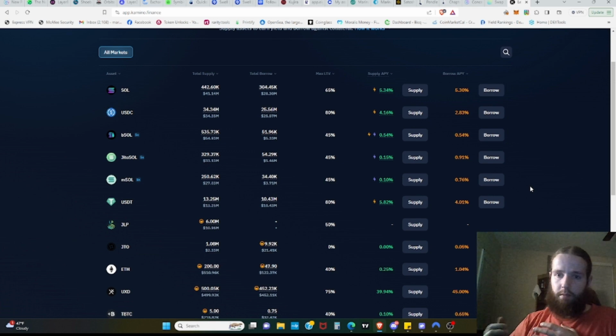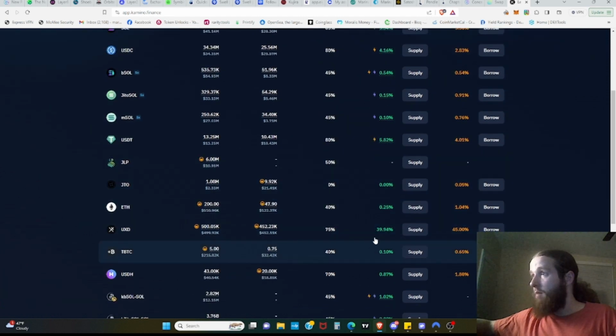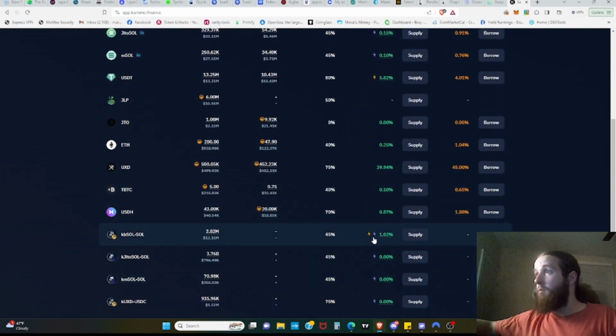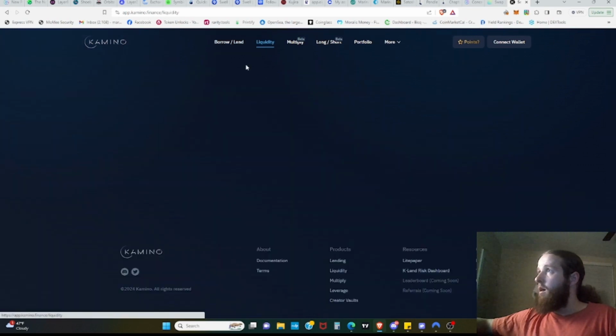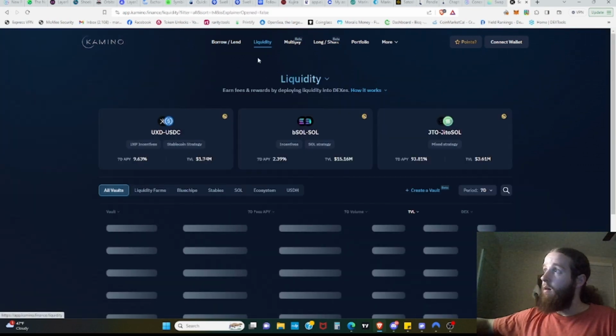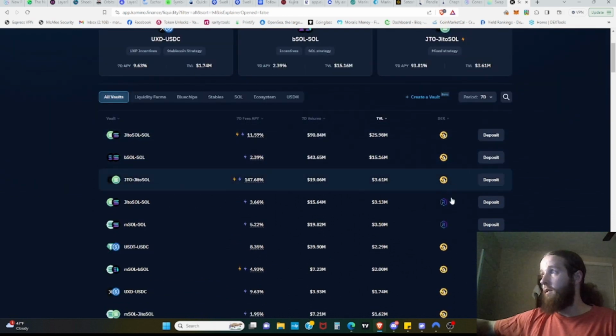Personally, I don't do the borrowing thing, but I do some lending. So if you're going to look at these lending pools, great options, great opportunity to earn some yield on single asset provision. You can also go over to liquidity here, which Kamino Finance also has, and how their liquidity section works is they provide liquidity for these dexes as well.